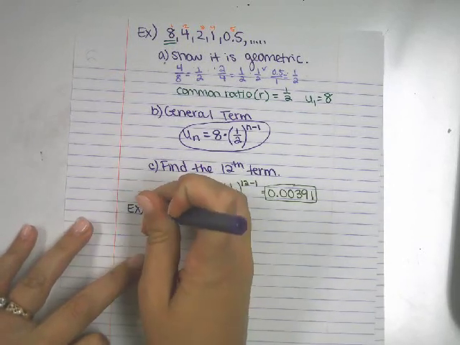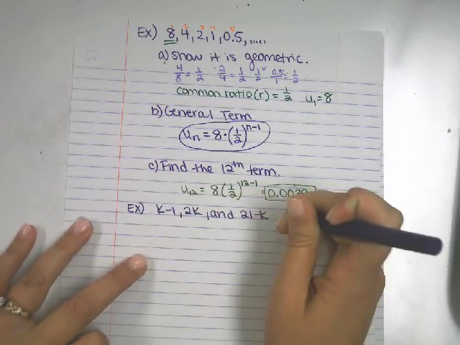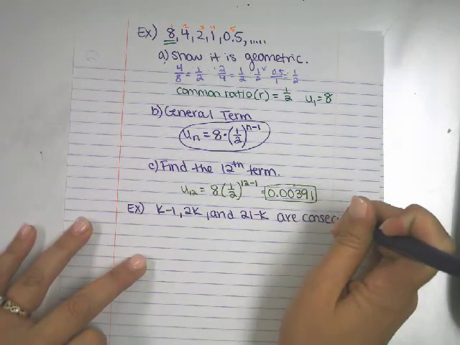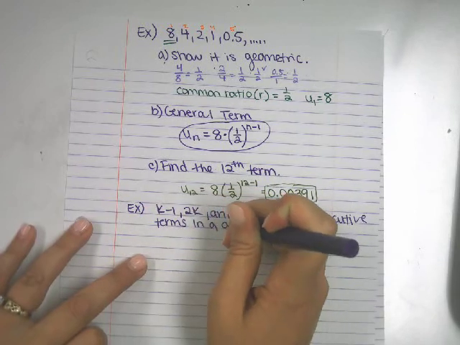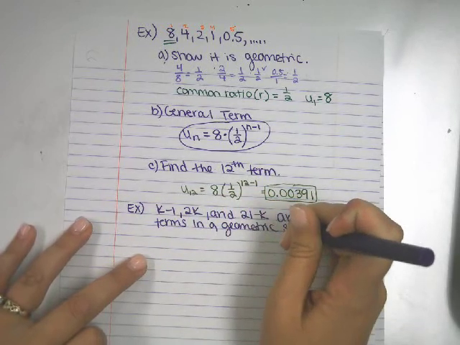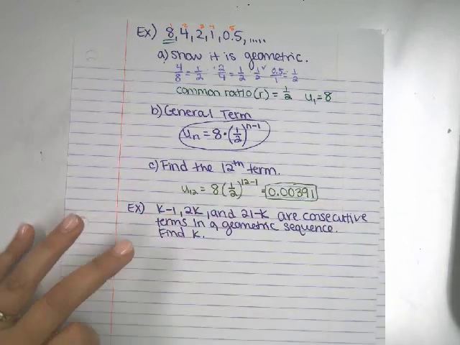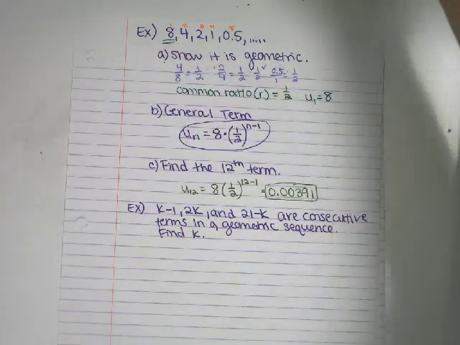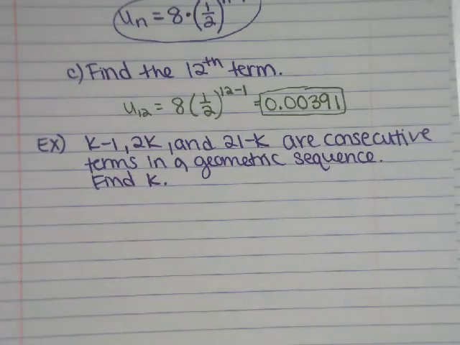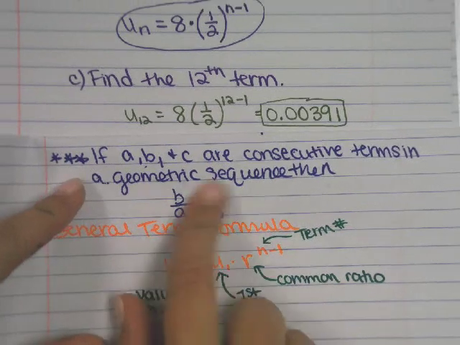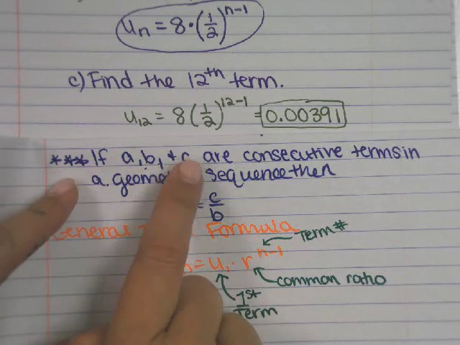Example. k minus 1, 2k, and 21 minus k are consecutive terms in a geometric sequence. Find k. So we need to set up an equation involving these little pieces that they gave us in order to solve for k. We have this piece from above, so this is a little equation that we can use. B is that middle term, so you did B divided by A is equal to C divided by B.